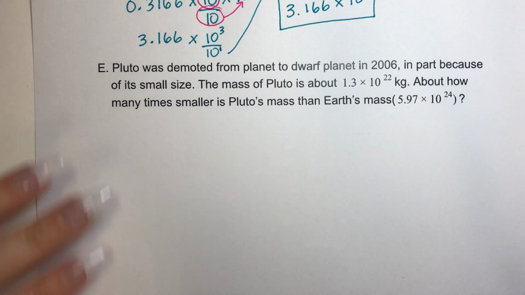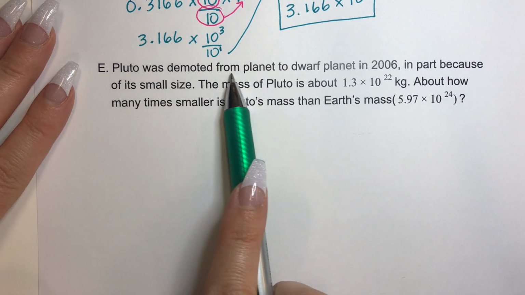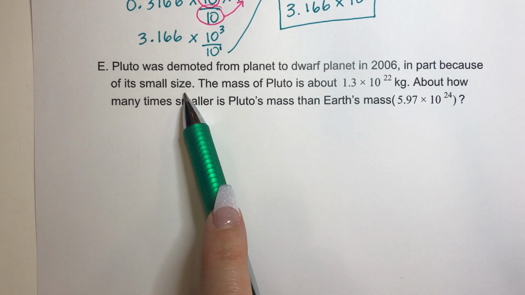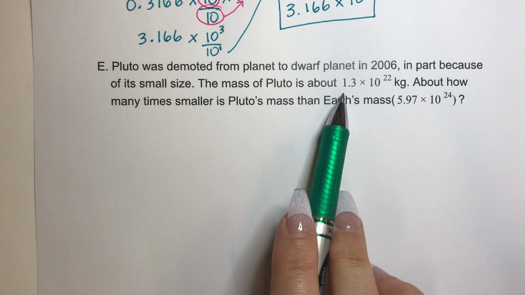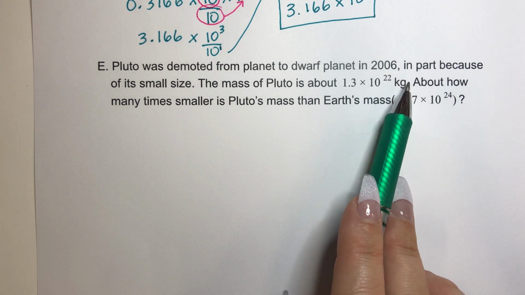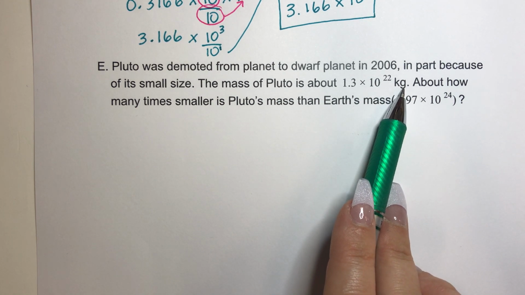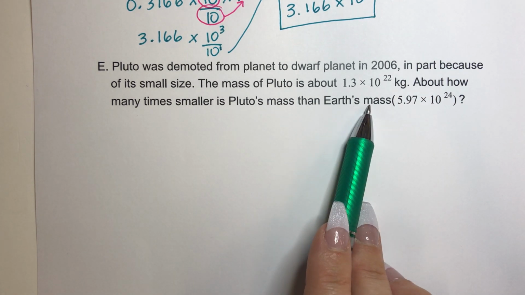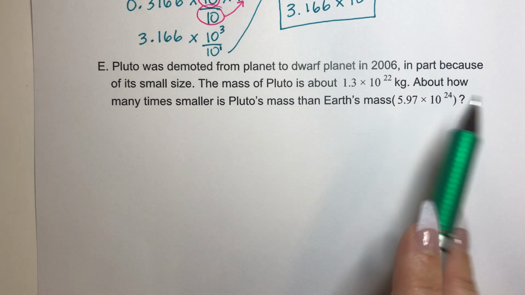Okay, we are back. Let's see how you did. So it says Pluto was demoted from planet to dwarf planet in 2006, in part because of its small size. The mass of Pluto is about 1.3 times 10 to the 22nd power kilograms. About how many times smaller is Pluto's mass than Earth's mass? 5.97 times 10 to the 24th power.